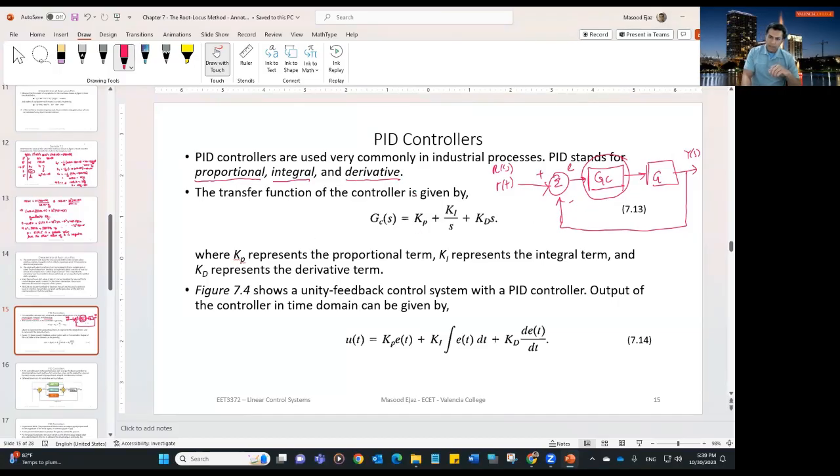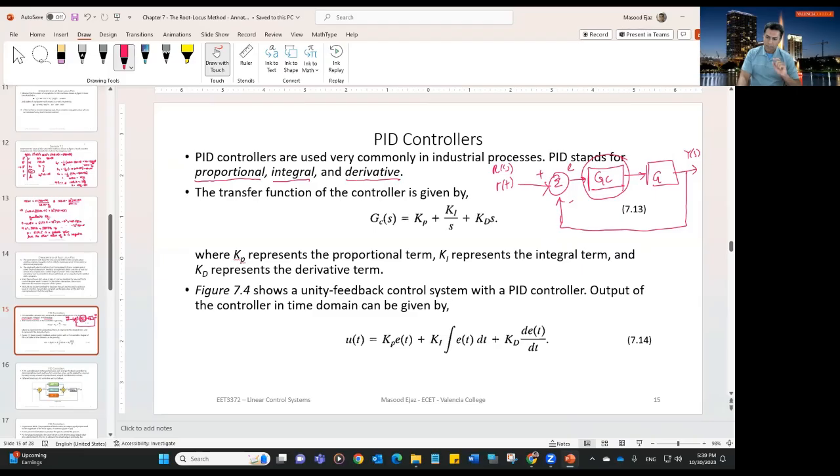So as I said, PID stands for proportional, integral, and derivative. Proportional to the value of E, integral to the value of E, and derivative of the value of the error signal. So it basically processes the error signal in three different ways. And then all of those are added together.